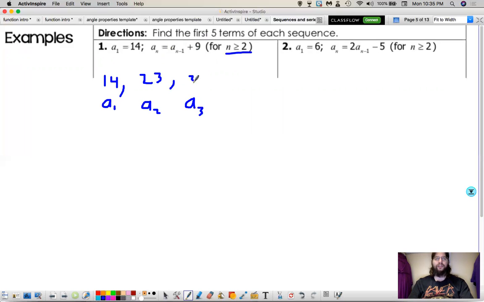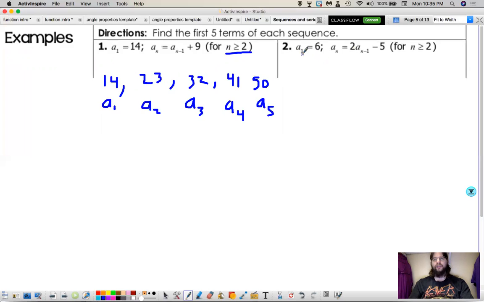A3, that's 32. A4, oh, that's 41. And A5 gives us 50. So this is a recursive formula. We had to know the previous number to get the next number. Let's try this one.